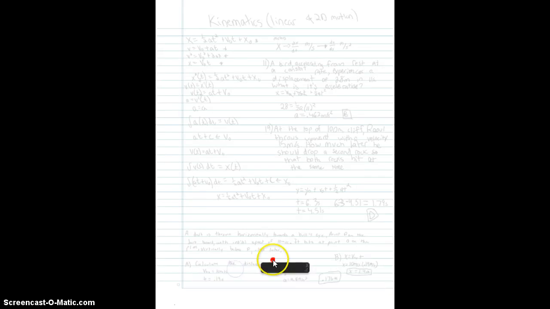So we are doing kinematics, linear, and 2D motion.